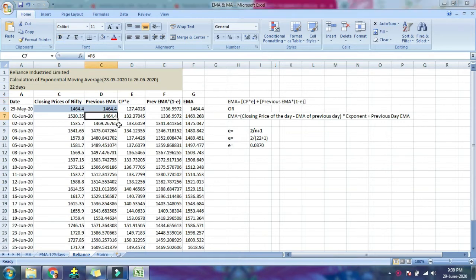Now look at Reliance. In the E column it is the closing price into E, that is 0.0870 into closing price, and in the F column it is the previous EMA into 1 minus E, that is 1464.4 into 1 minus 0.0870. And lastly we will add columns E and F to get the final answer.